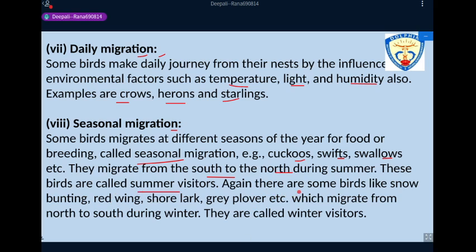Again, there are certain birds like snow bunting, redwing, shorelark, grey plover, etc., which migrate from north to south during the winters. So they will be termed winter visitors. This is the basic difference between the summer visitors and the winter visitors. When they add up to the resident birds during the winter, they are called winter visitors. And certain species of birds that add up to the summer natives are called summer visitors.